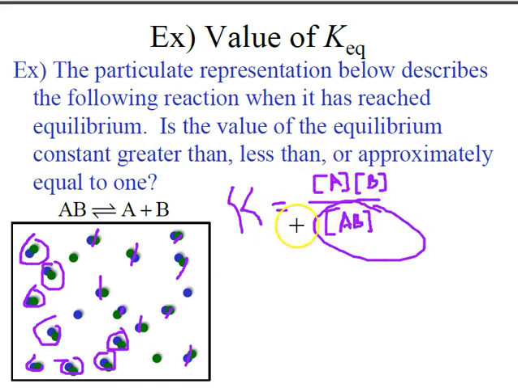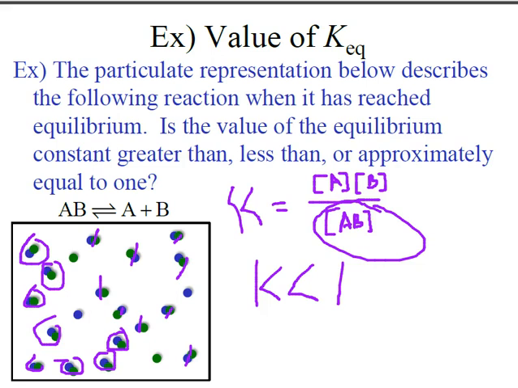So if I have more denominator than I have numerator, then that must mean that K is less than 1. Put another way, if I have way more reactants than I have products, then again K is less than 1. So that's the way they could pose that in pictures.